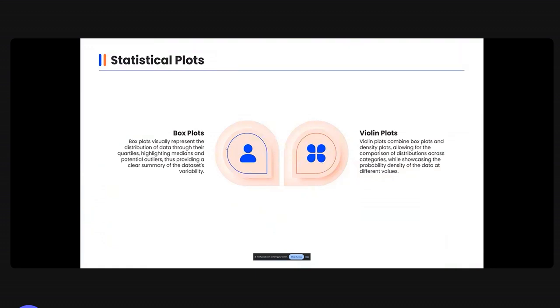In the intermediate part we will also see some of the statistical plots. Why we call it a statistical plot is, you will use box plots and violin plots to represent the distribution of data. So what does the distribution of data mean?